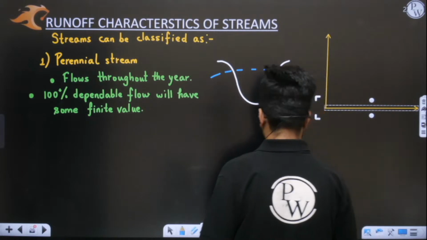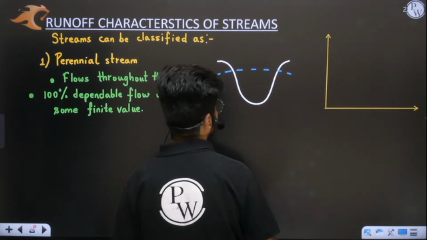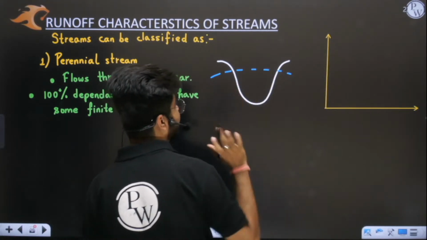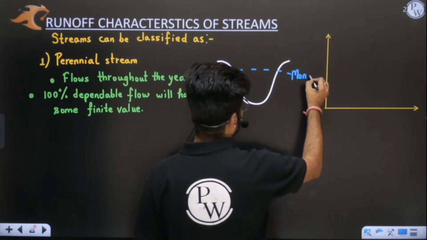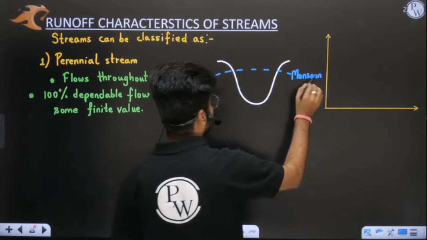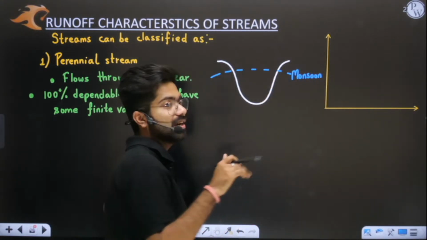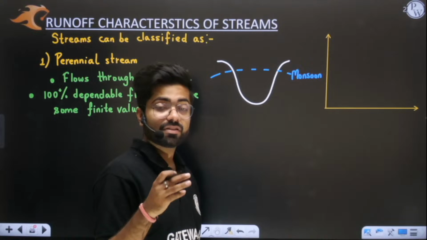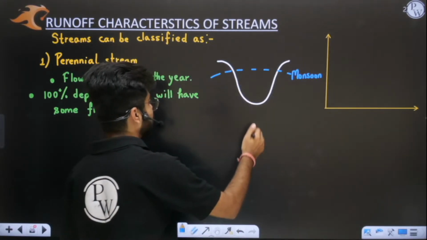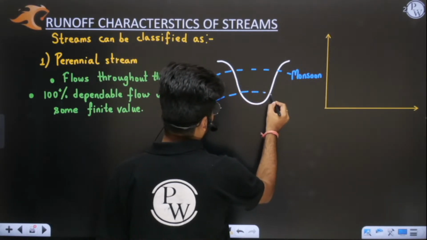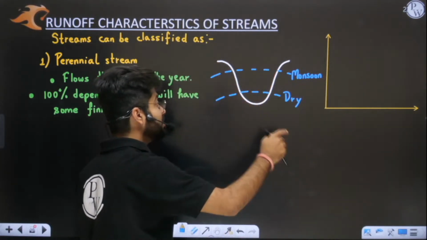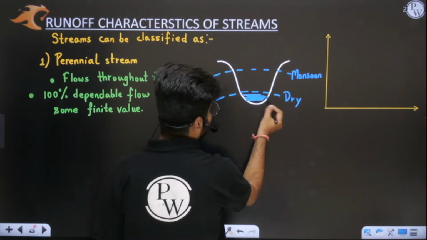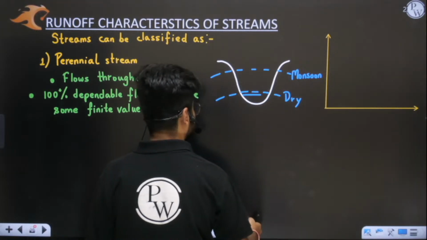Okay, so this will be the hydrograph here. Sir, you were saying this is your perennial stream. In a perennial stream, the water in monsoon season is more, but in the dry season, when summer comes, obviously this water level will come down. But still in the dry season, I will have some water. Yes or no? Yes, sir, we have some water.